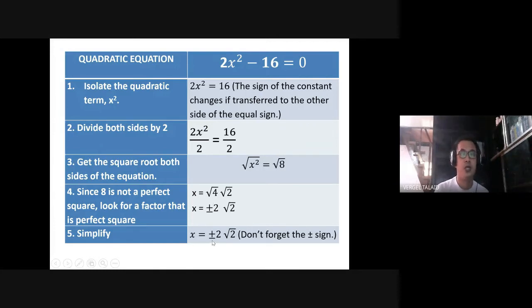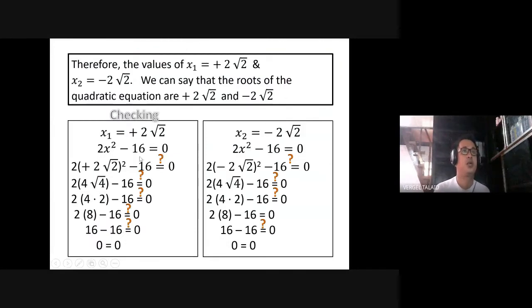So therefore, the values of x are 2 square root of 2 and negative 2 square root of 2. Now to check, substitute the value of 2 square root of 2 into the original equation. So instead of 2x squared, that becomes 2 times the square of 2 square root of 2, minus 16. What is the square of 2 square root of 2? That is 4 square root of 4. 2 times 2 is 4.